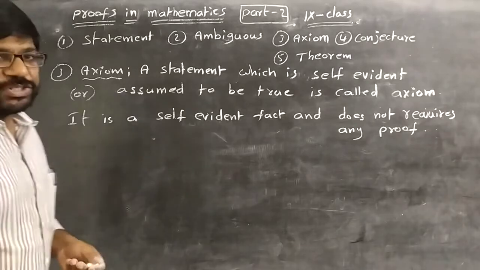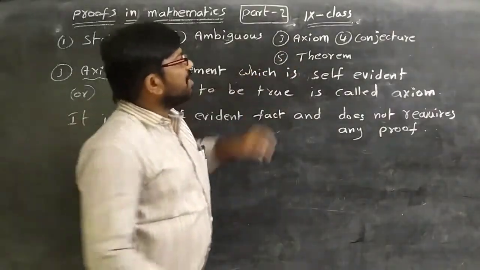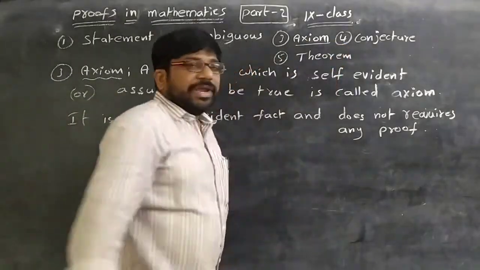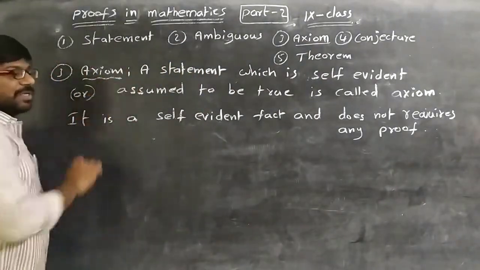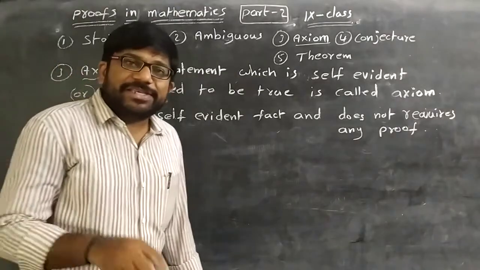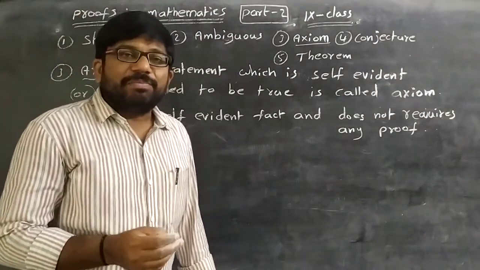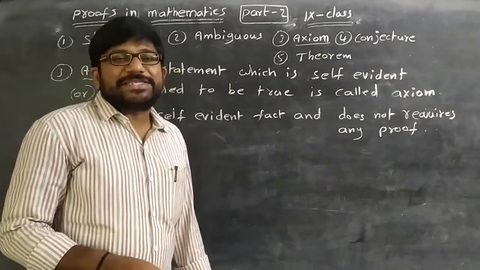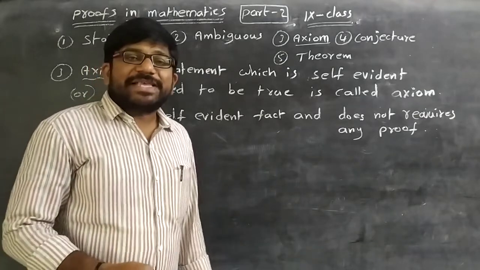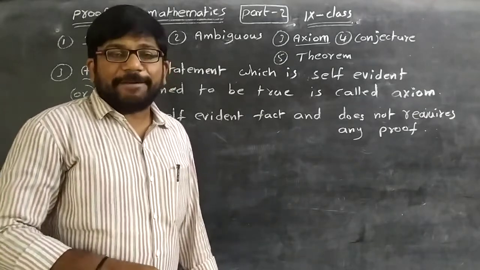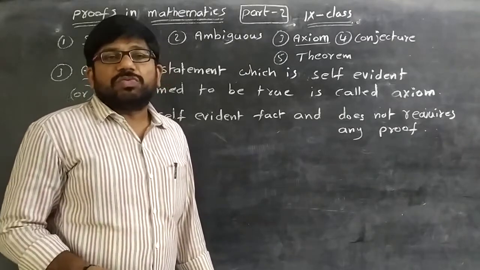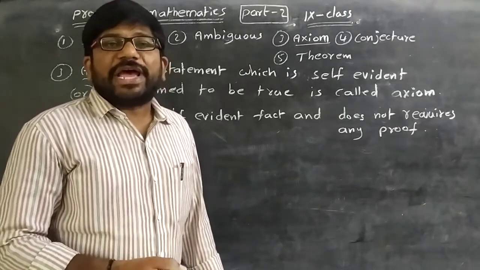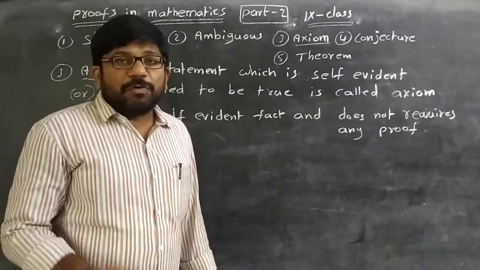Yes. Next, go for the third definition: axiom. See, it is very important. Observe carefully. So what is an axiom? An axiom means it is a statement which is self-evident, right? So it is assumed to be true. It does not require any proof, right?